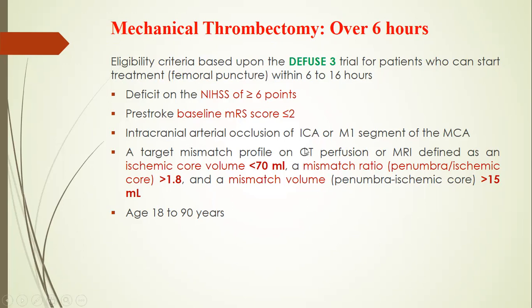And they have done the CT perfusion. As I told earlier, on CT perfusion scan, the ischemic core volume is less than 70 ml, and the penumbra to ischemic core volume ratio is more than 1.8, or penumbra minus ischemic core volume more than 15 ml. It indicates penumbra should be more than your ischemic core. Okay. Mismatch ratio, the penumbra divided by ischemic core 1.8, that indirectly indicates penumbra is more. Mismatch volume, that penumbra minus ischemic volume is more than 15 ml, that also indicates penumbra tissue is more. Okay. And age should be more than 18 years.